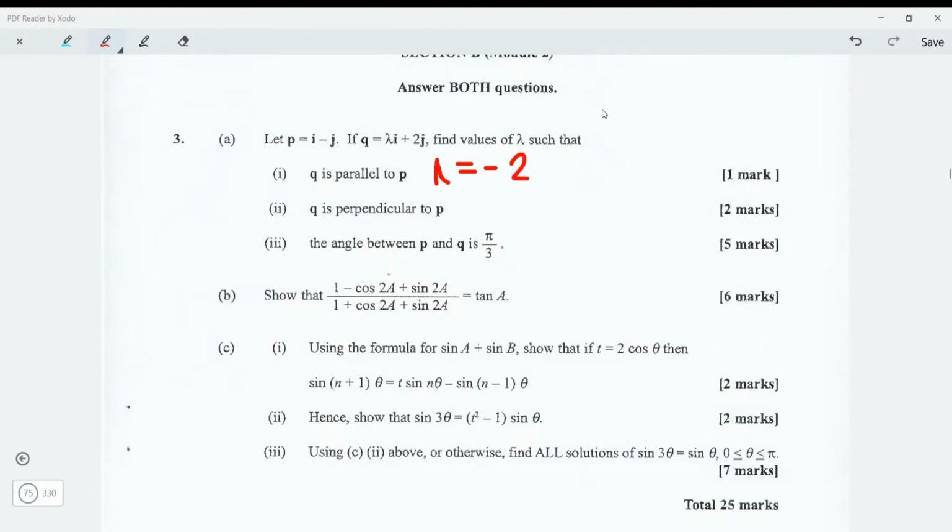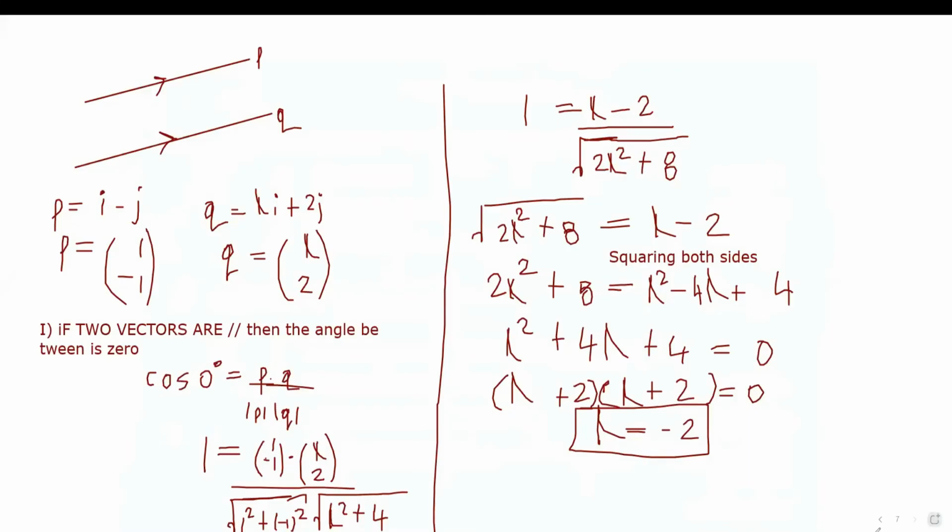Now we need to find the value of lambda when they're perpendicular to each other. So as I said, 2 vectors are perpendicular when their dot product is 0. So P and Q are perpendicular when P dot Q equals 0. That's when 2 vectors are perpendicular, when P dot Q is equal to 0.